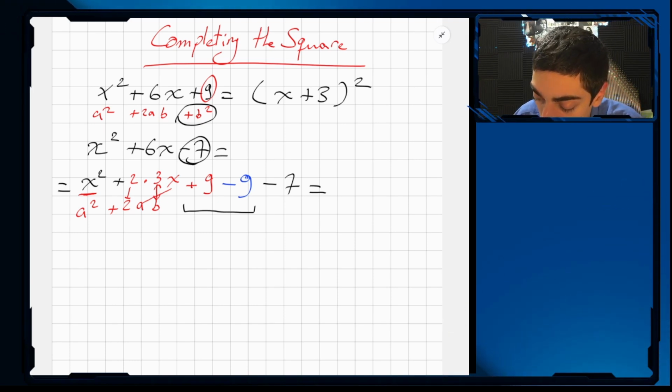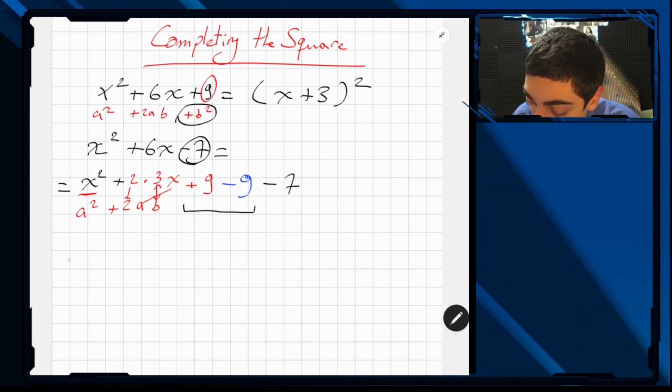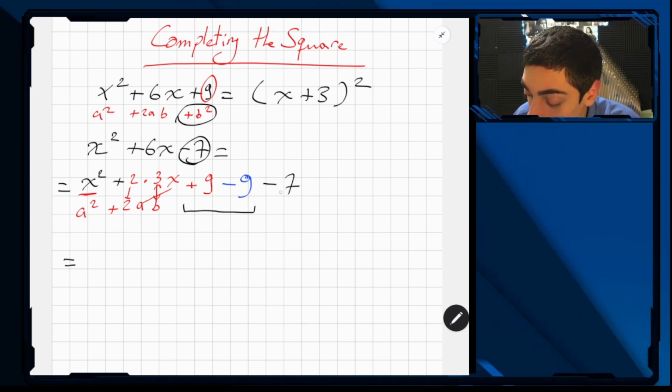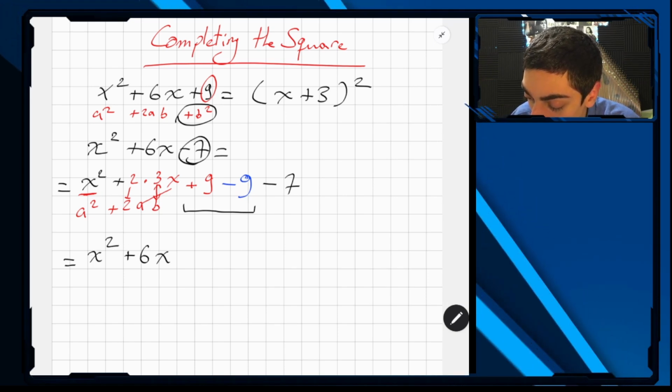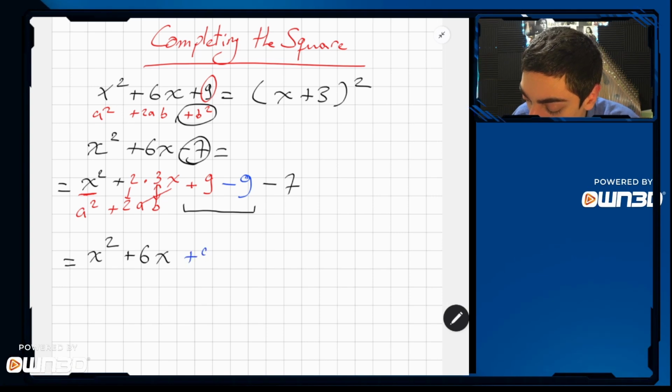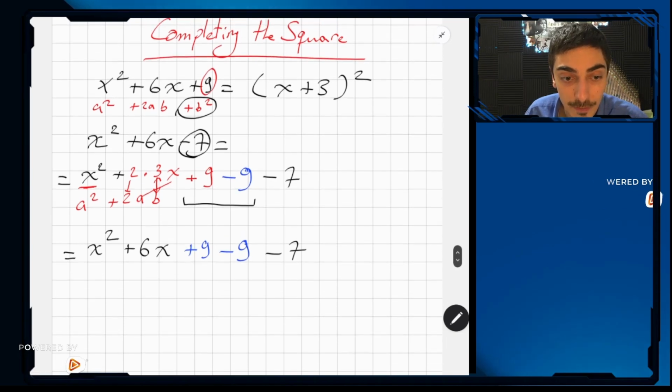Some people like to put the equal signs here. Actually, I should know this. I'm a teacher. Anyway, let me copy it again so that I clean it up for you. So we have x squared here, and 2 times 3x is just 6x that we started with. The only thing that changed is now I have a plus 9, minus 9, and I have a minus 7. That's the only thing that changed.